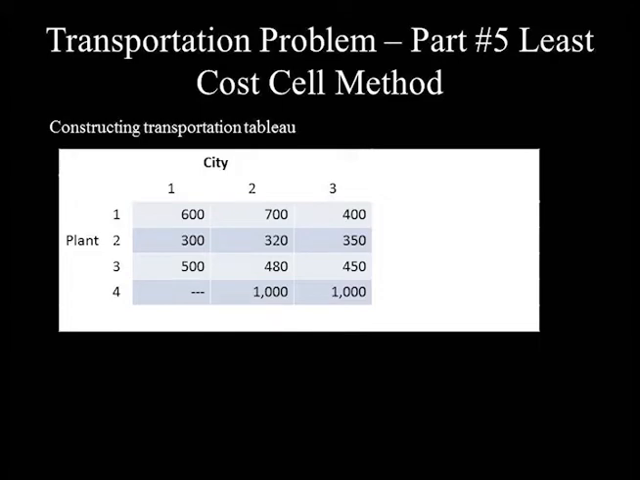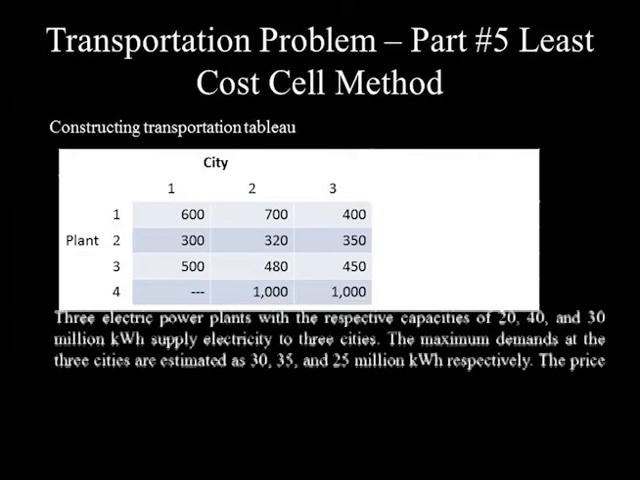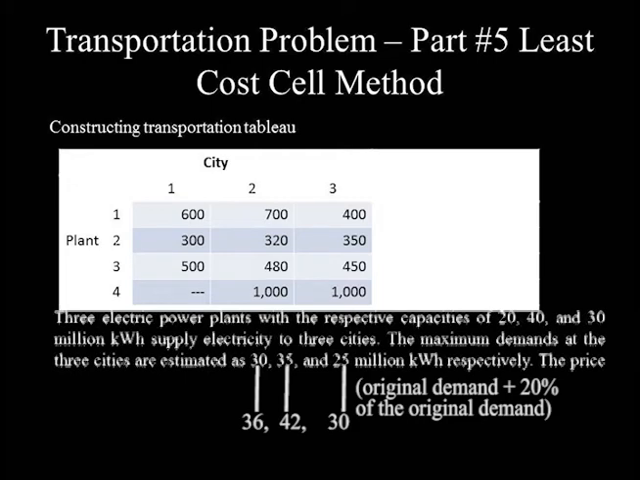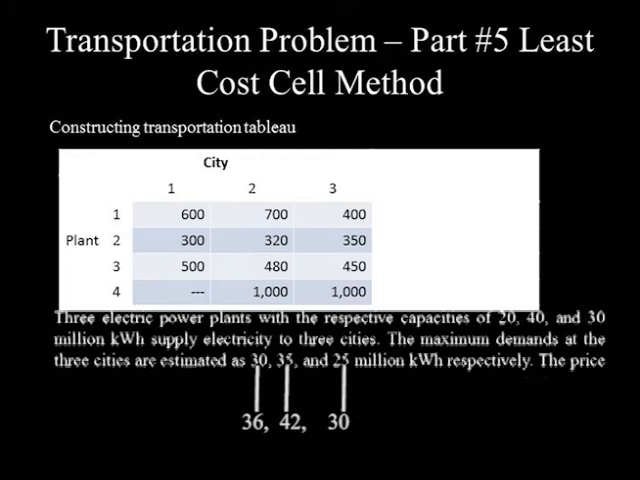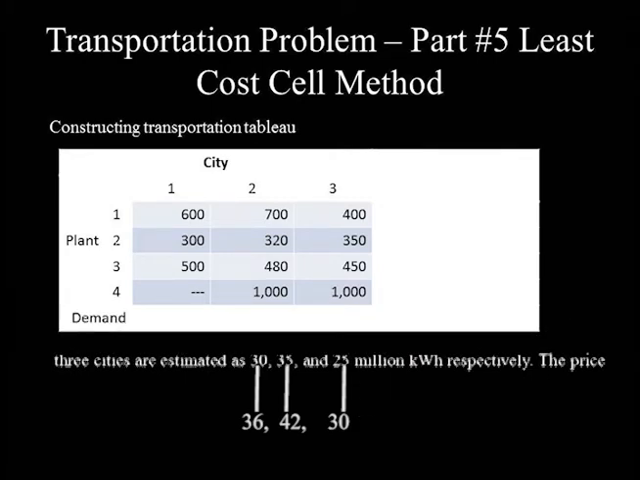The 20% increment raises the estimated 30, 35, and 25 million kilowatt hour to 36, 42, and 30 million kilowatt hour respectively. The increased demand can simply be calculated by adding the original demand and its 20%. Demand has to be expressed at the bottom of each column corresponding to the respective city. Thus, CT1 demand is 36, CT2 demand is 42, and CT3 demand is 30, each in million kilowatt hour.